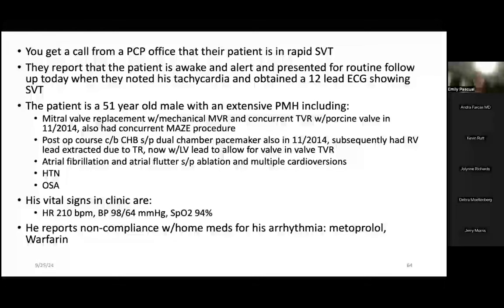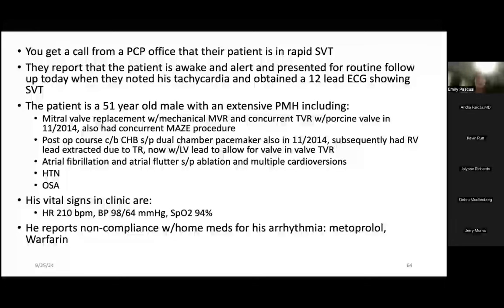He has a history of mitral valve replacements. He's got a mechanical mitral valve and also a tricuspid valve that is bioprosthetic. And they did an ablation during his procedure. So he has a history of AFib and flutter. He's also had a couple cardioversions. After his cardiac surgery, he had complete heart block, so they put a pacemaker in in 2014. He also has high blood pressure and sleep apnea.